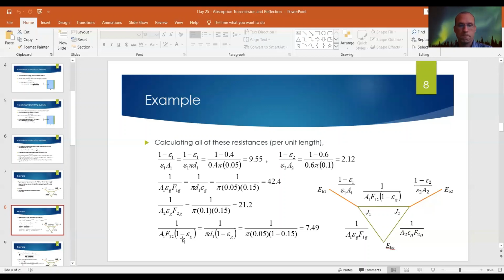I'm calling that 1. Then 1 minus epsilon gas, so 1 minus 0.15 gives me the transmissivity. Resistance in that case is 7.49. So now I have the values for all of these: 9.55 here, 2.12 over there, 7.49 here, 42.4 here, and 21.2 down there.